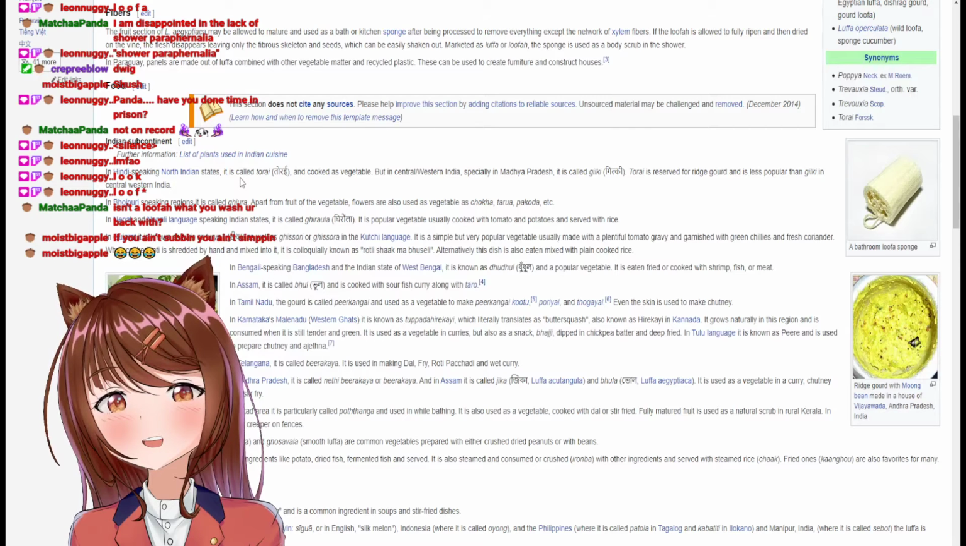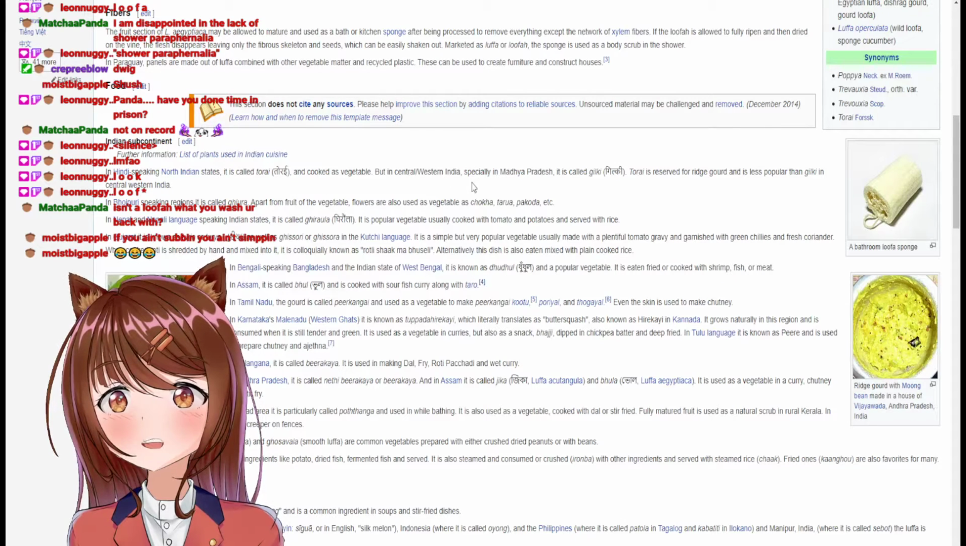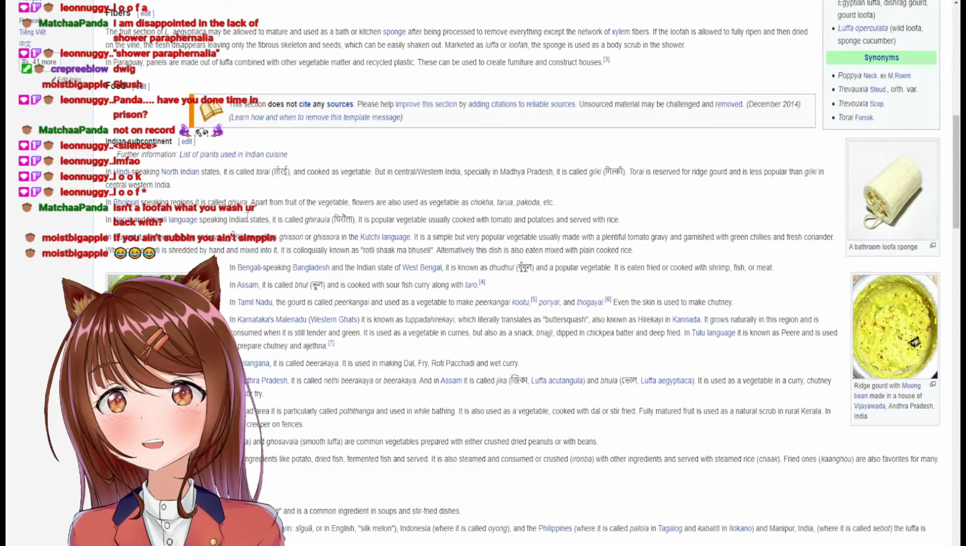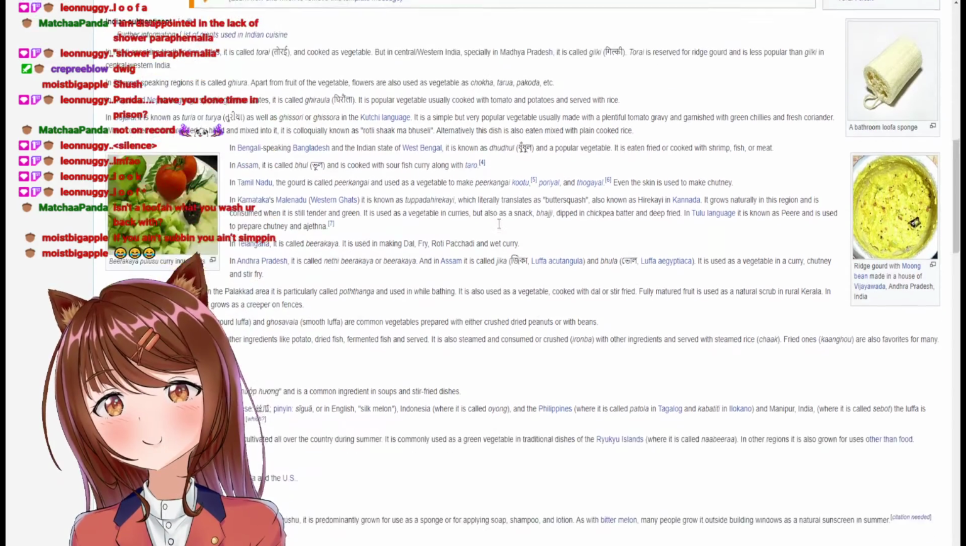In Hindi-speaking North Indian states, it is called turai and cooked as a vegetable. But in central western India, it is known as gilki? Gilki. And Gira? Okay. Too many names for loofah.